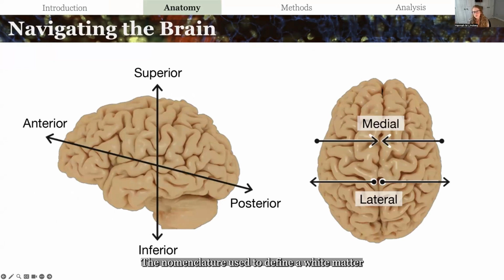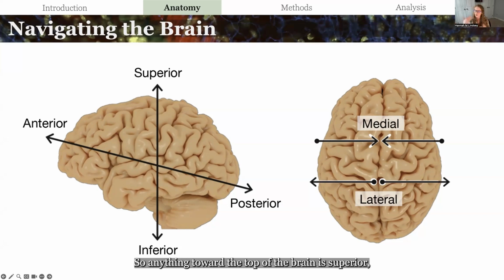The nomenclature used to define a white matter tract is often based on its location and trajectory in the brain, so it's important to understand how to navigate the brain. We refer to different areas in the brain in more or less relative terms, where any region toward the front is anterior to whatever regions are behind it, and anything toward the back is more posterior than anything that's in front of it. The same idea applies to the relative positions along the Y and Z axes as well.